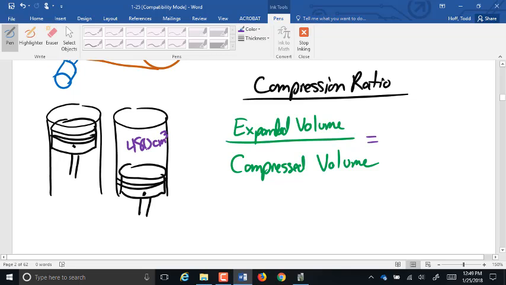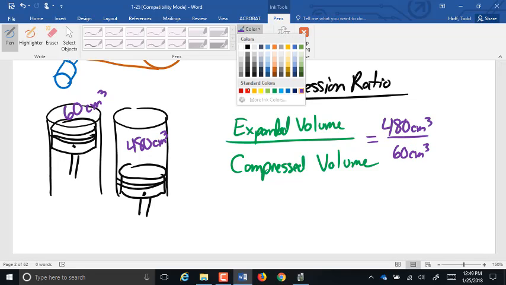Compressed volume is what they call top dead center. The piston's at the very top of the stroke. And the volume in the cylinder above that piston head is the smallest it's ever going to be. Let's say that is 60 cubic centimeters. So our expanded volume is 480 cubic centimeters. Compressed volume is 60 cubic centimeters.